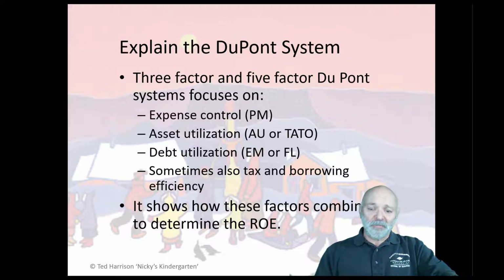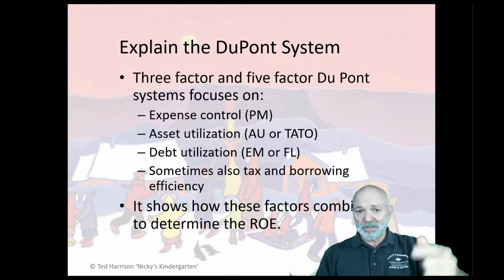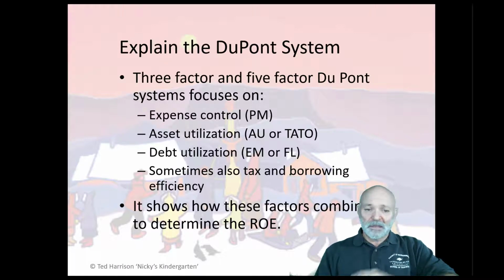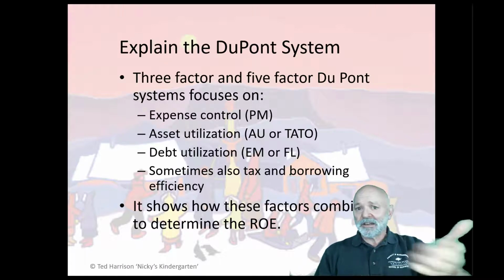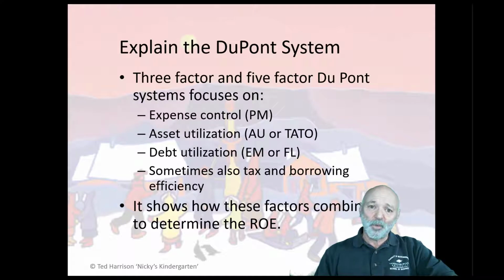ROE starts off by saying, well, this was our rate of return on equity. It went up by 5%. And ROE is just net income divided by the total equity. And so you can say, well, my net income went up and my total equity didn't change, so that's good. Now, why did the net income go up? Well, that's a great question.